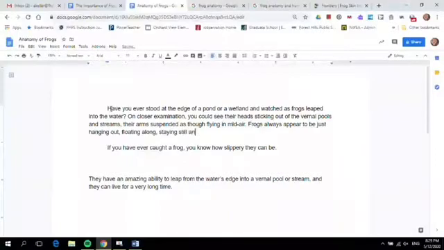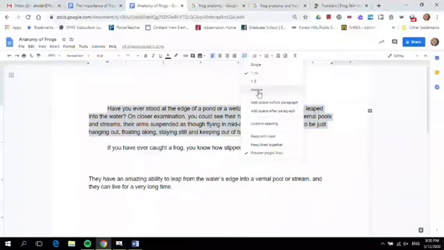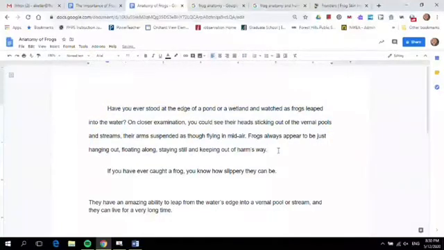Staying still and not keeping out of harm's way. So you'll notice that as I wrote that, I wasn't really looking at my notes. I was just going on information that I had from my own experience or that I have read. Now, if I make that double spaced, wow, I'm on my way to a really good paragraph.